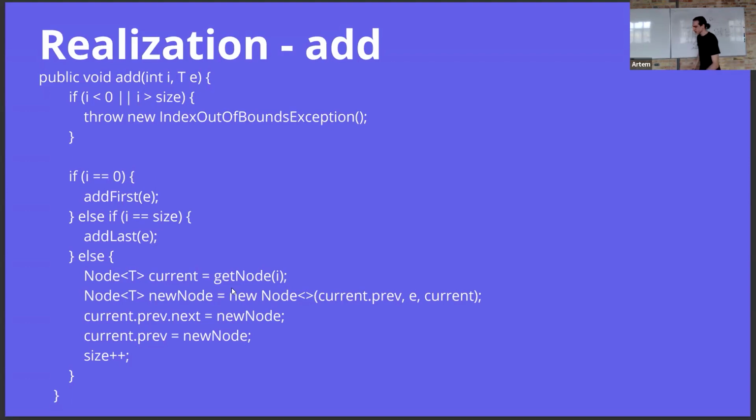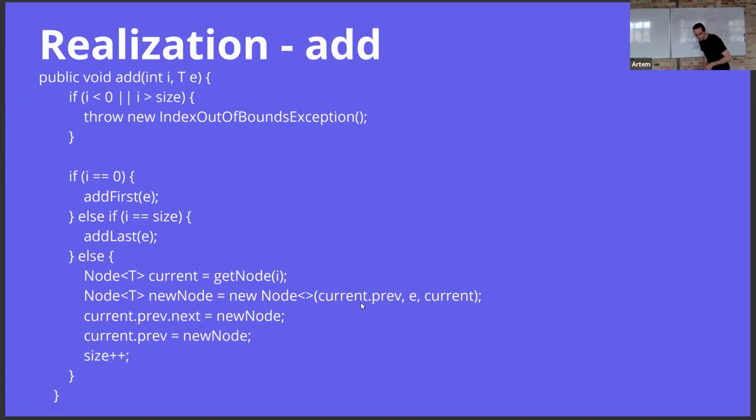Then we create a new node with value -3, and we assign to it the current's previous reference, prev, and next of this node. So prev, current prev, what is this?